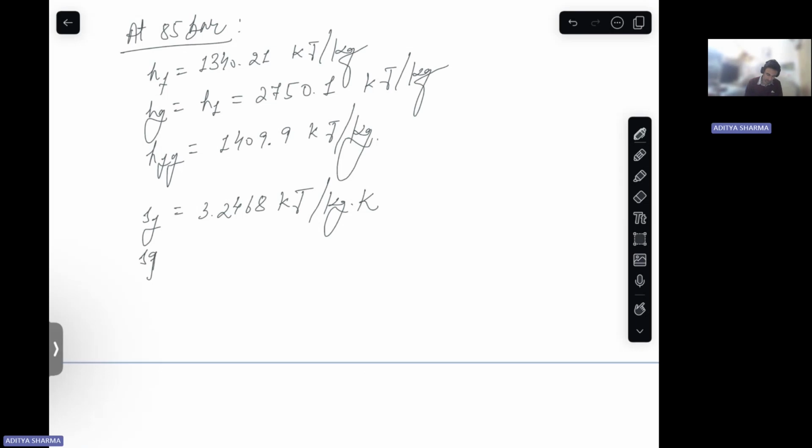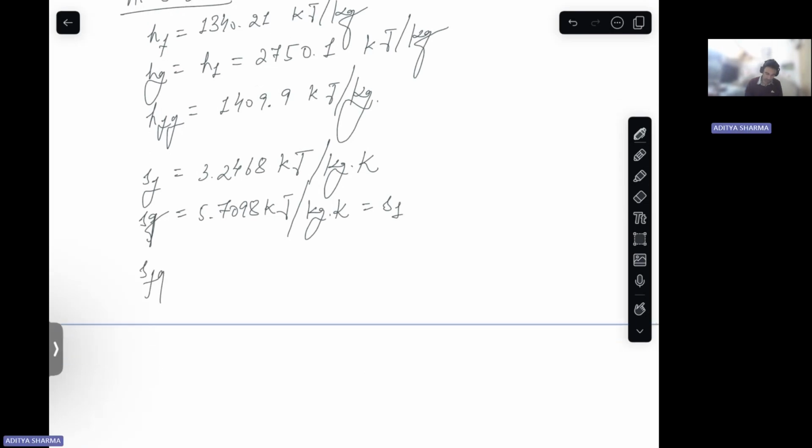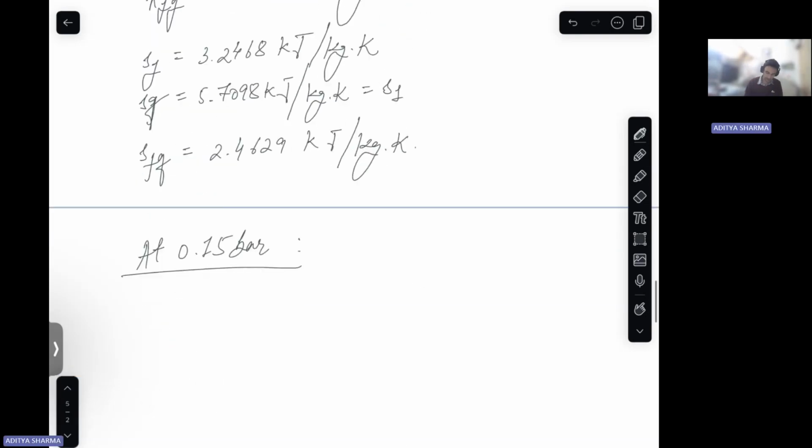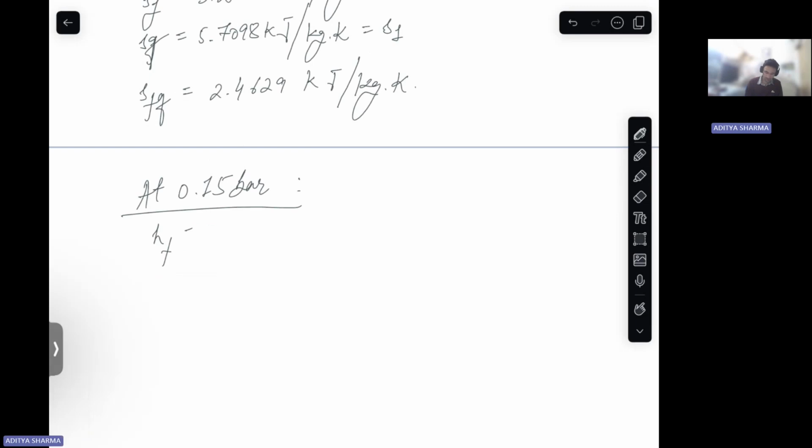This is your fluid and this is your gas. This is also equal to your S1. Then SFG is equal to, all right. Now similarly at 0.15 bar, the values we will see.